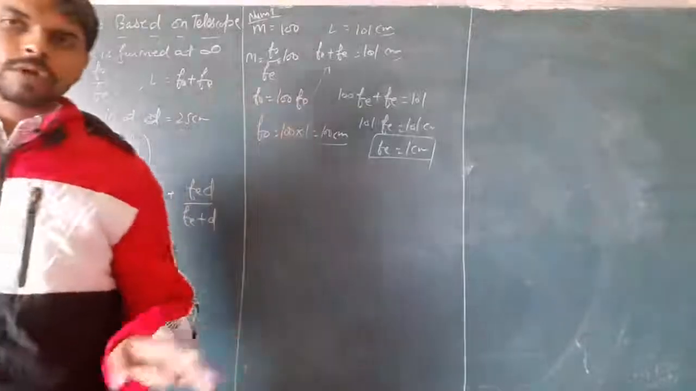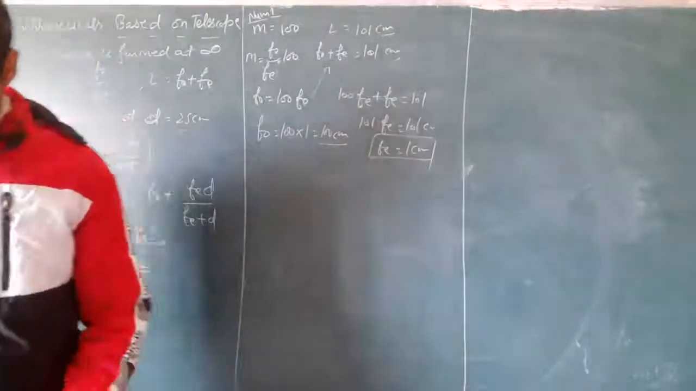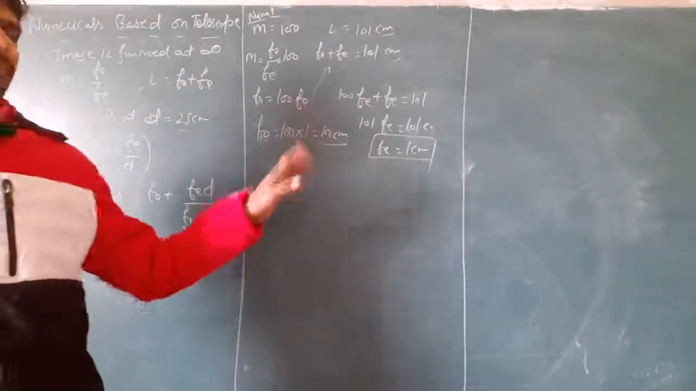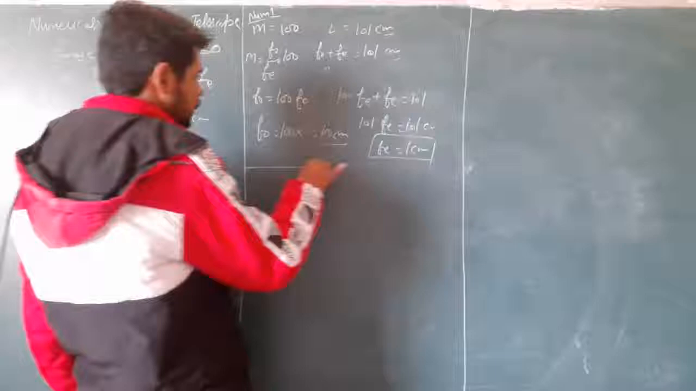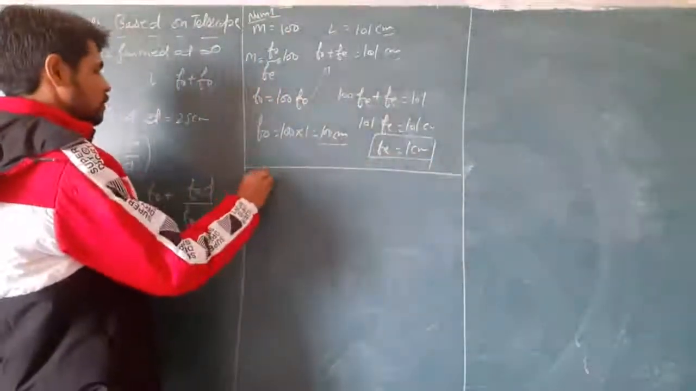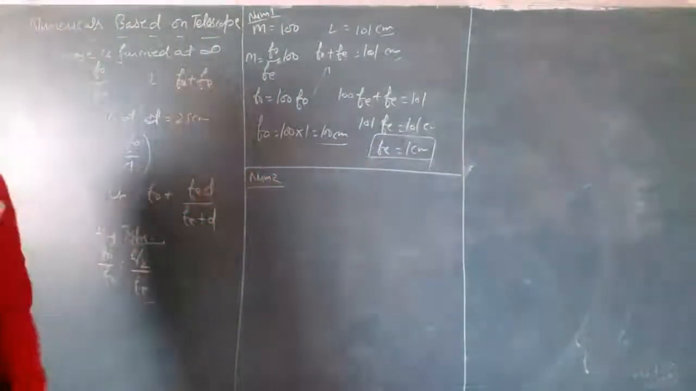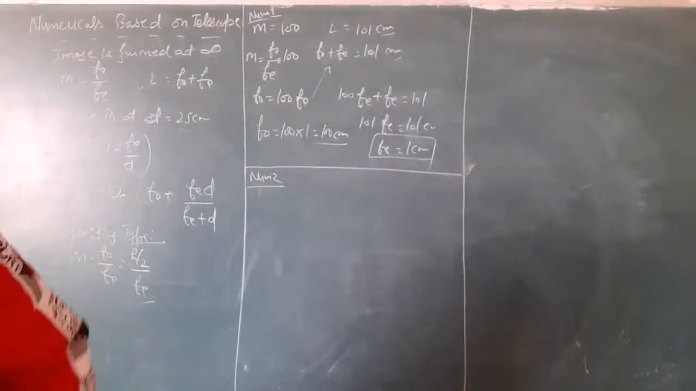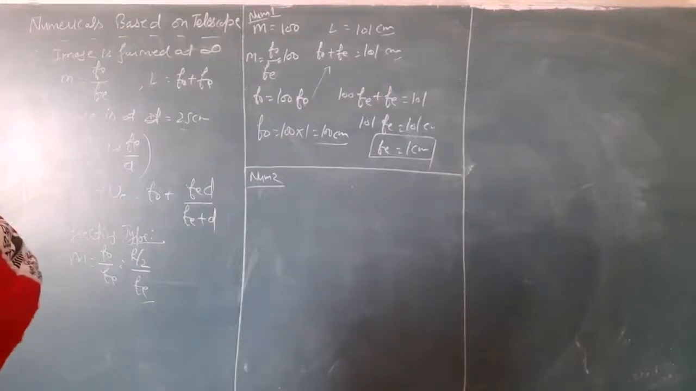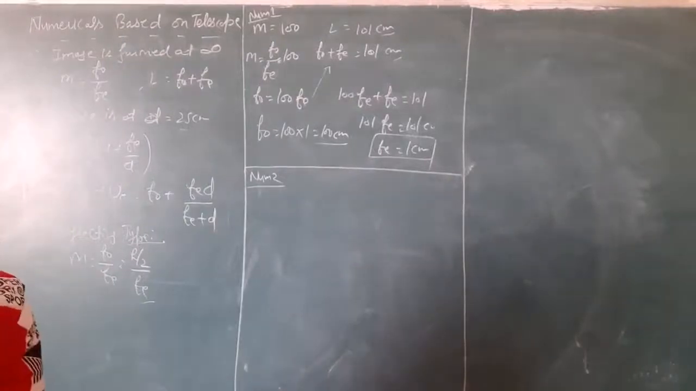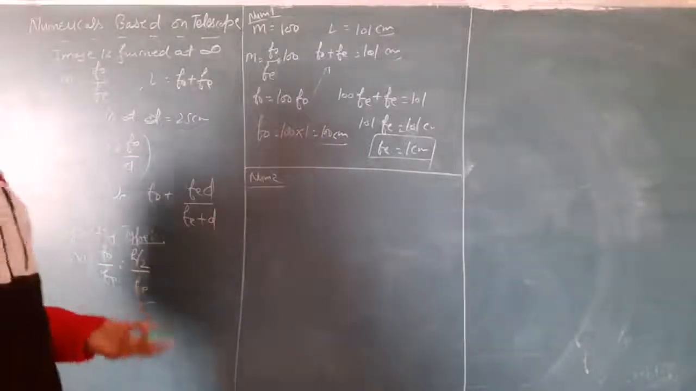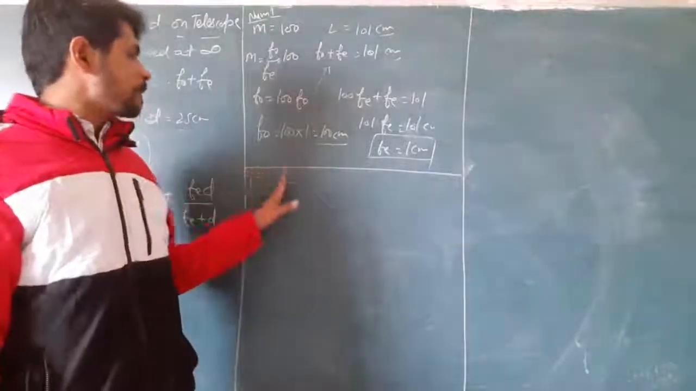For the eye lens, the focal length is 1 centimeter. So you can look over here that the objective lens has a larger focal length, 100, and the eyepiece has a shorter focal length, that is 1 centimeter. So this was the simplest numerical based on telescope. Let us discuss another numerical. The aperture of the largest telescope located at Mount Palomar is 5 meter. This is the numerical of, I think, resolving power, and this is not the topic in the syllabus right now. So this was the basic numerical.